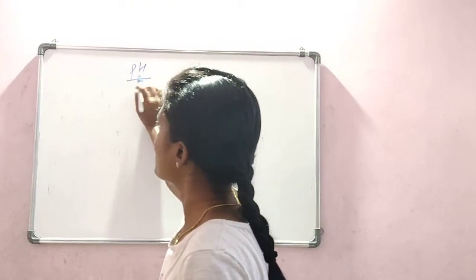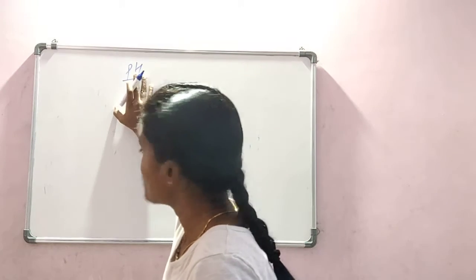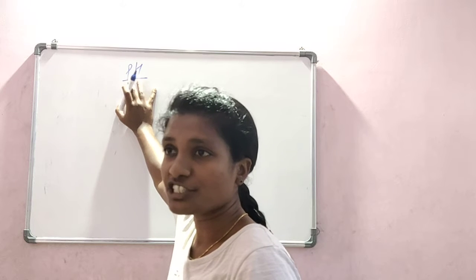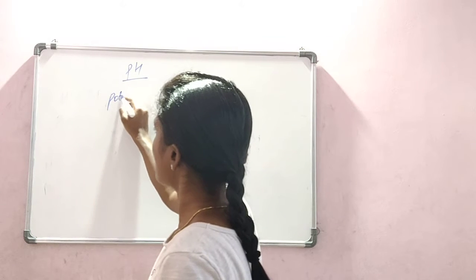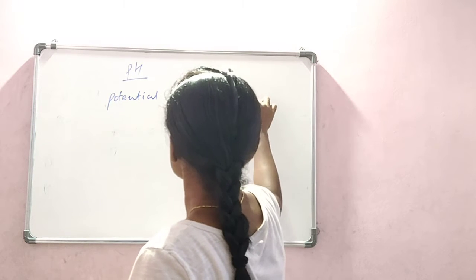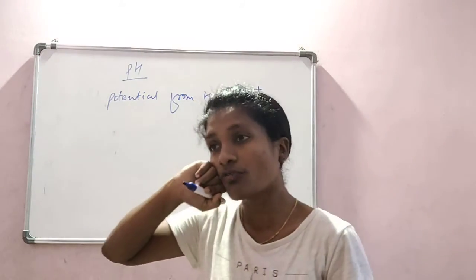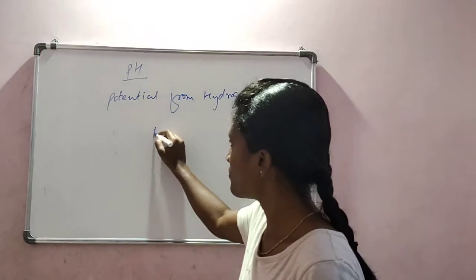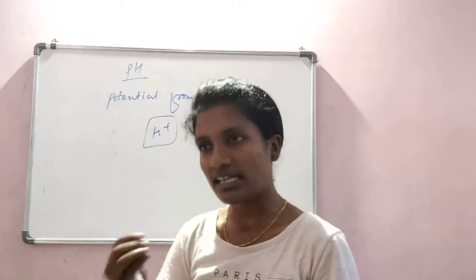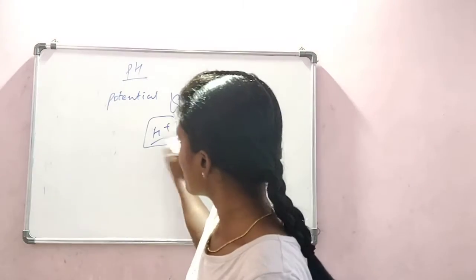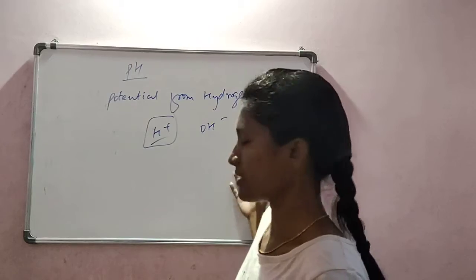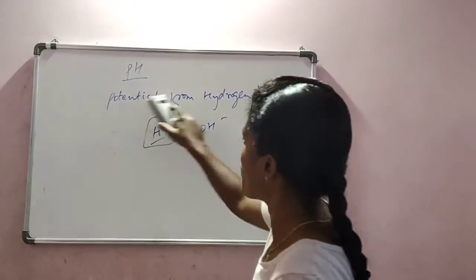And what is pH? pH is the hydrogen ion concentration, or the power, the strength, the potential of hydrogen ions. You can tell potential from hydrogen ions. So how are we defining this? Acids contain H plus, bases contain OH minus, but the pH scale is defined using H plus. The more the concentration of H plus, the more acidic; the lesser the concentration, the more basic. So in that way we define pH as potential of hydrogen.